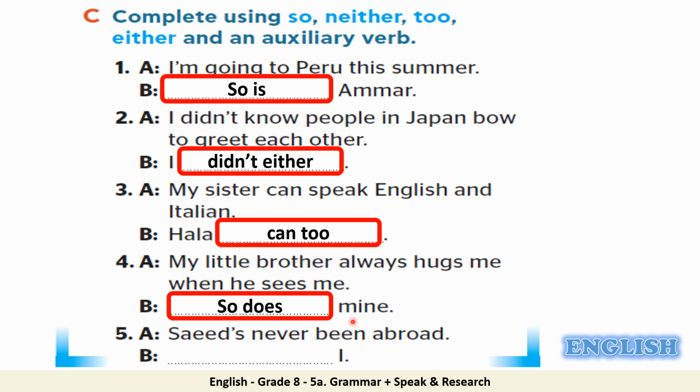Good. 5. A. Said has never been abroad. B. And be careful that we have a subject at the end here, I. The sentence, of course, is negative here with never. Well done. Neither have I. Well done. I'm sure it was a piece of cake for you.